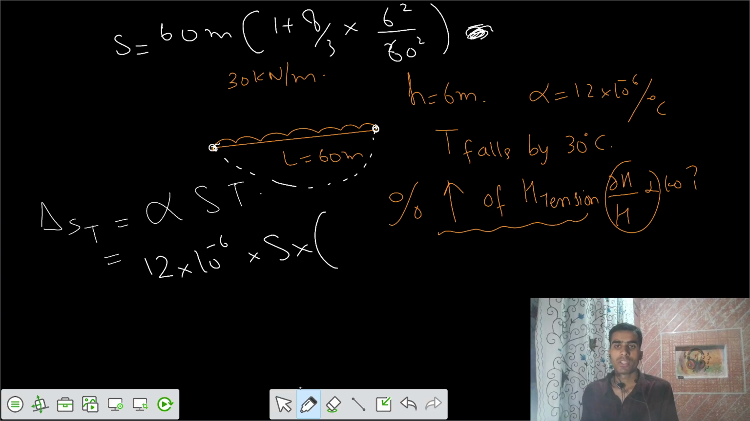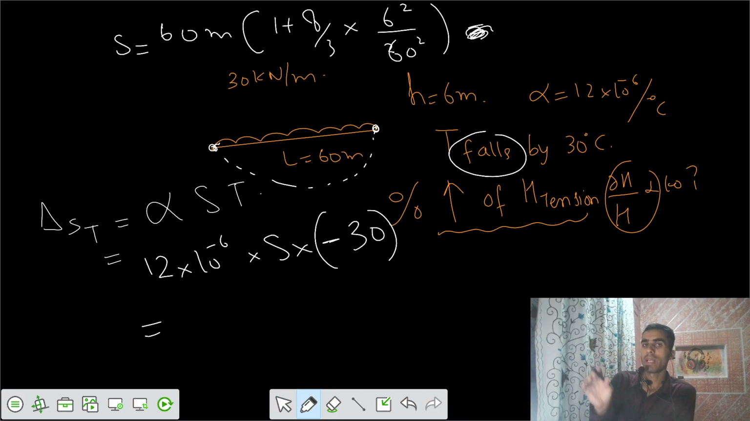Because the temperature is decreasing, falls by 30 degrees, we have to write minus 30. So that means the cable length gets shortened. So that value is delta S T equal to minus 22 millimeter.